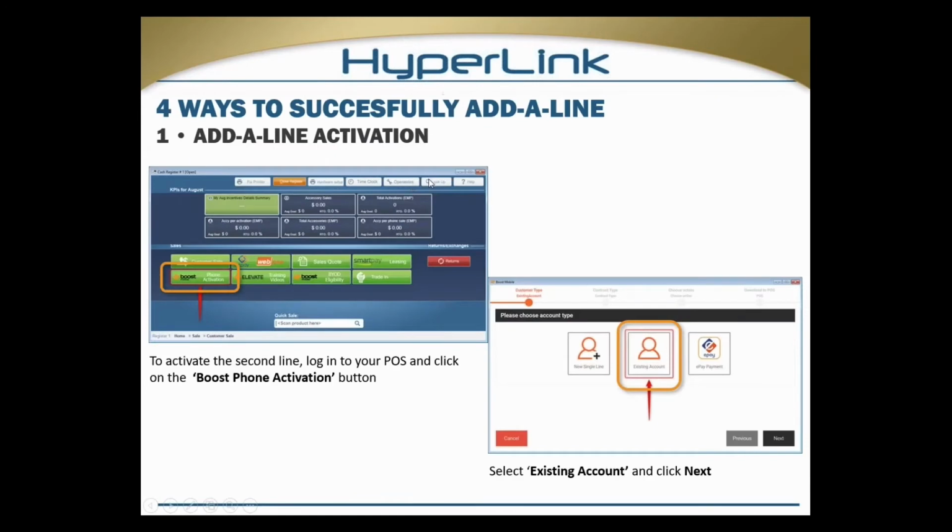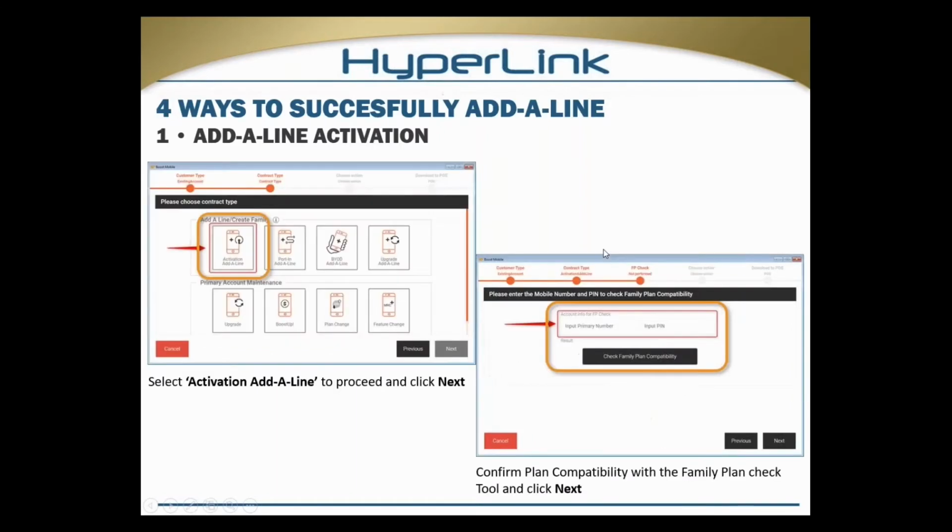The first AddALine scenario we will walk you through is the activation AddALine. For our exclusive Elevate POS users, you of course will start with POS. So once you're logged into your POS system, you will click on Boost Phone Activation. You're going to select Existing Account and click Next. Remember, you guys tell Elevate what to do. So in this scenario, we're doing an activation AddALine. You're going to go ahead and select that option and click Next.